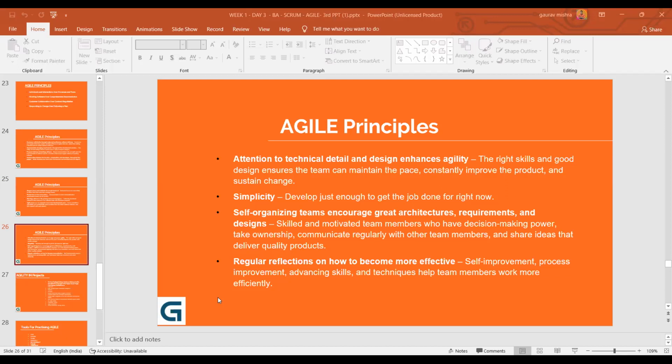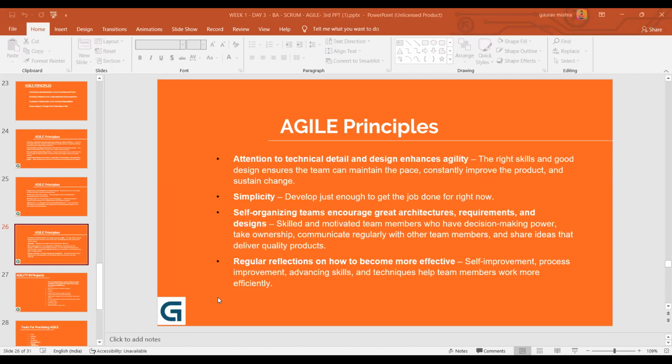Attention to technical detail and design enhances agility. The right skills and good design ensure the team can maintain the pace, constantly improve the product, and sustain change. Thank you, Savan. Very well said. Next point.